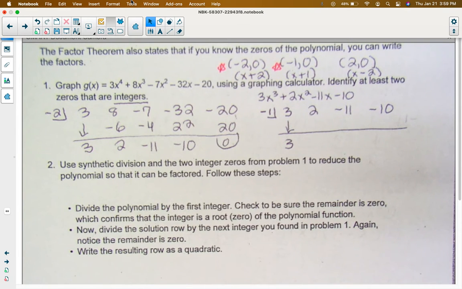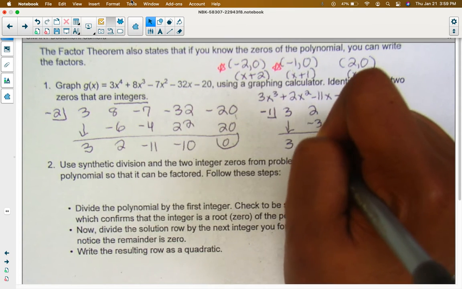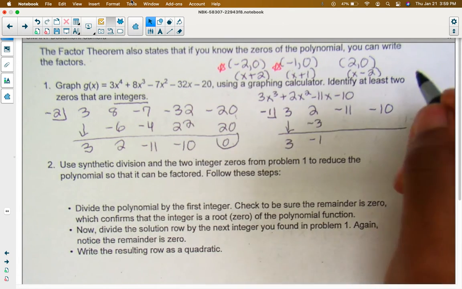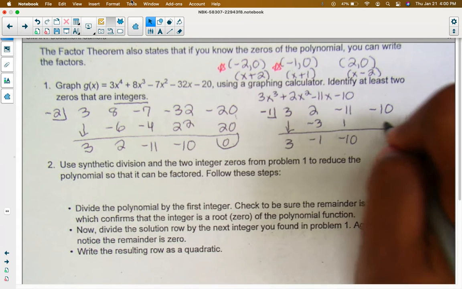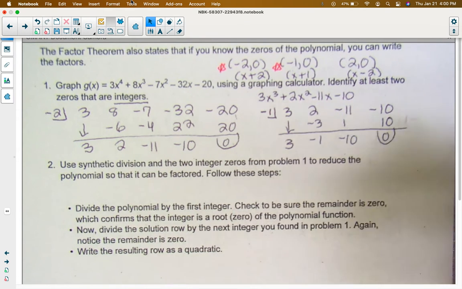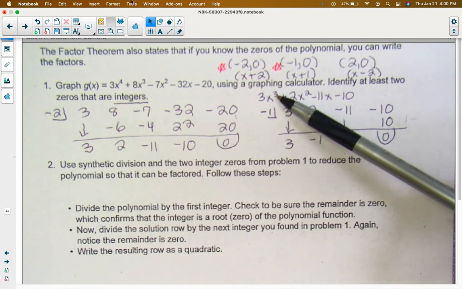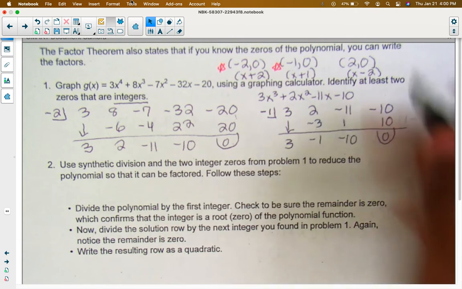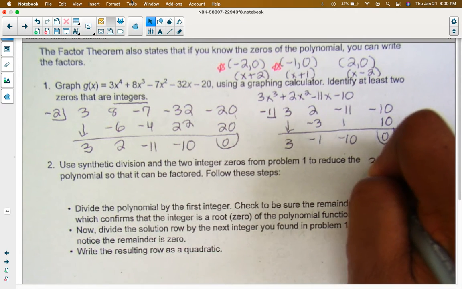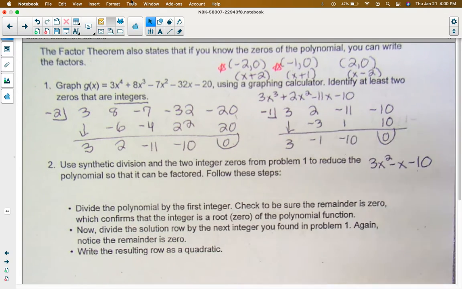So this gives me 3 times -1, I got -3. Add. -1 times -1 is 1. Add. -10 times -1 is 10. Add. Again, we should get 0. I'm going to write this answer out. X to the third is where we started from, so my answer should start with x squared. So my answer is now 3x squared minus x minus 10.